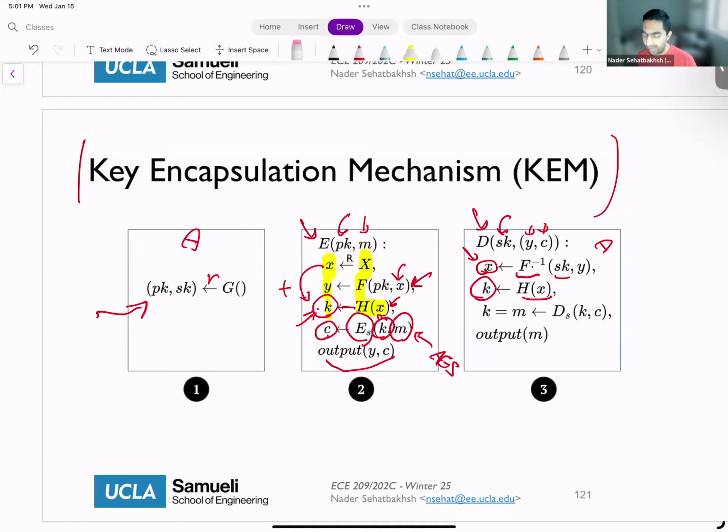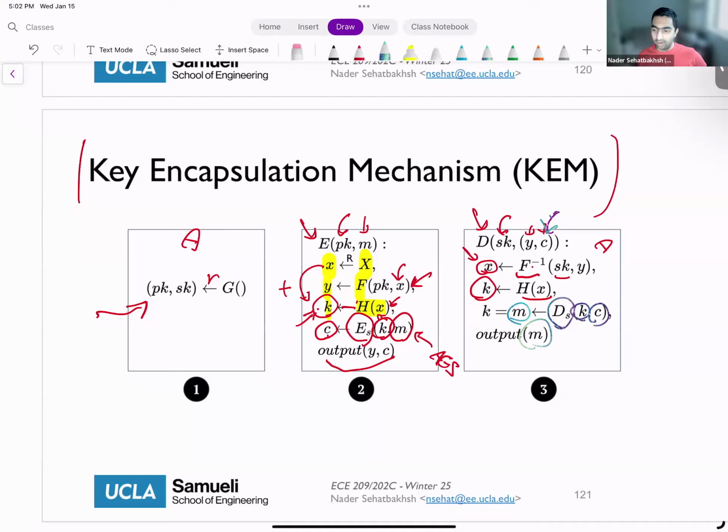Now that I have K and I have C, all I need to do is apply a symmetric decryption with K and C, and boom, I'm going to have my message. So that would be the final output. This is what we call a key encapsulation mechanism, because essentially the key itself is also encapsulated in this process. Why do we do this?